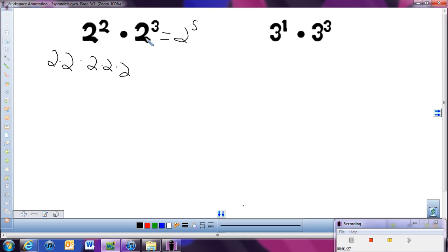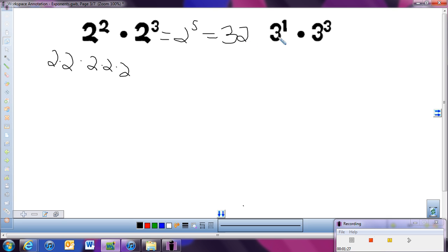So whenever you're multiplying exponents and the bases are the same, we can rewrite it by just adding those exponents. And now I can simply solve it just like before. 2 times 2 is 4. 4 times 2 is 8. 8 times 2 is 16. 16 times 2 is 32. So this will give us 32.